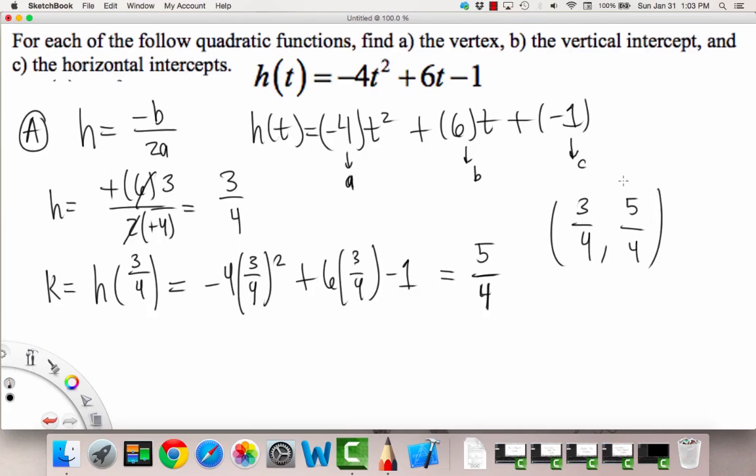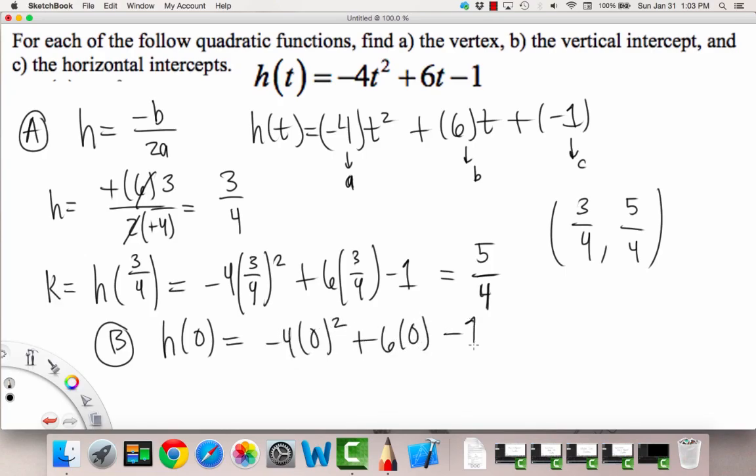And now let's do part B. Part B is pretty easy. I always like finding the vertical intercepts because you just plug in 0 and life is easy. So if we plug in 0, we get negative 4 times 0 squared, which is 0, 6 times 0, which is 0, and then minus 1. So these go away, and we simply get negative 1. So our vertical intercept is 0, comma, negative 1.